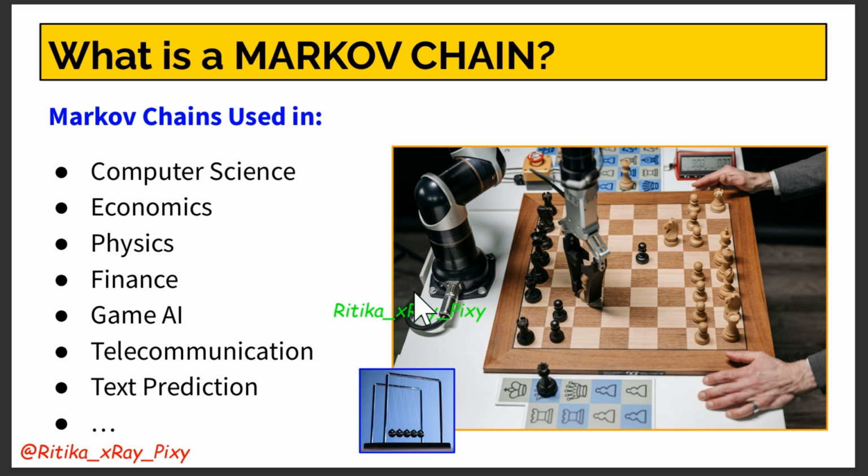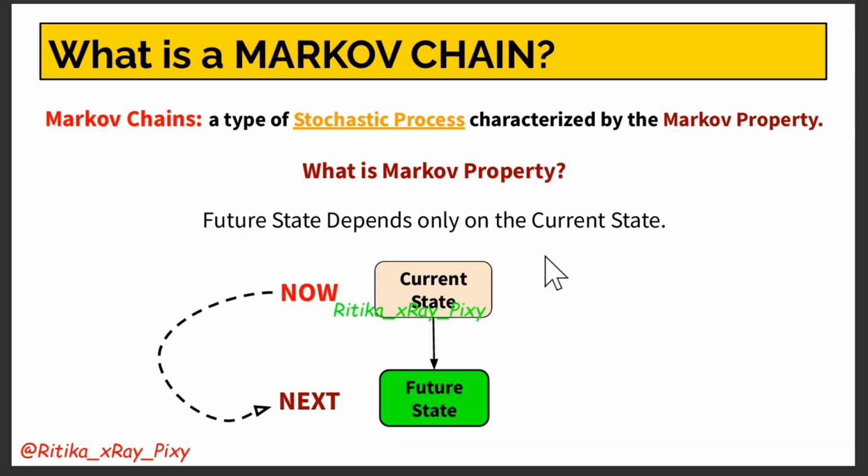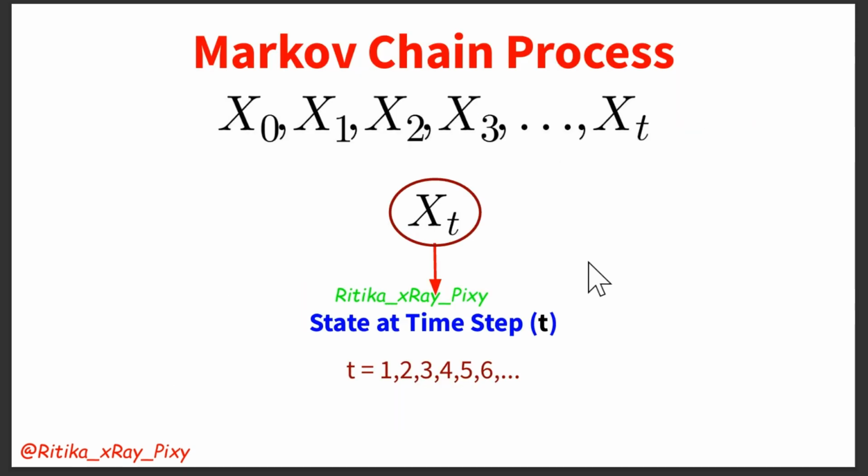So, this is a type of stochastic process characterized by the Markov property. Now, what is the Markov property? It is the principle that the future state of a process depends only on its present state. And the process can be written as x0, x1, x2 and so on. Here, xt is the state at time t. Stochastic processes are a sequence of random variables written as x0, x1, x2 and so on. So, what is xt here? It represents the state at time t. t is the time step.